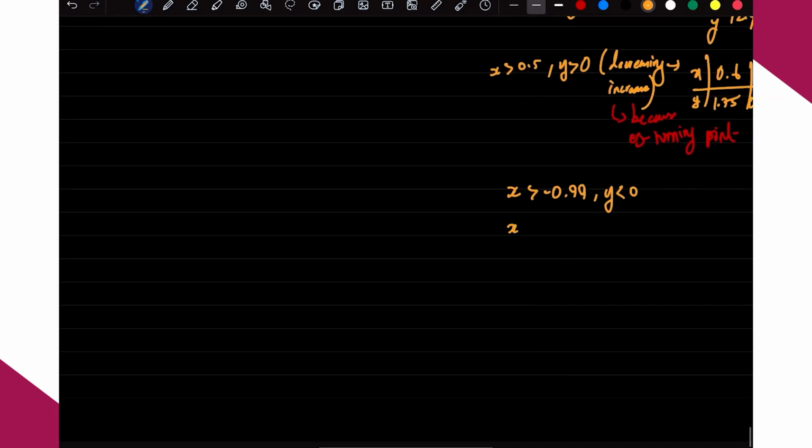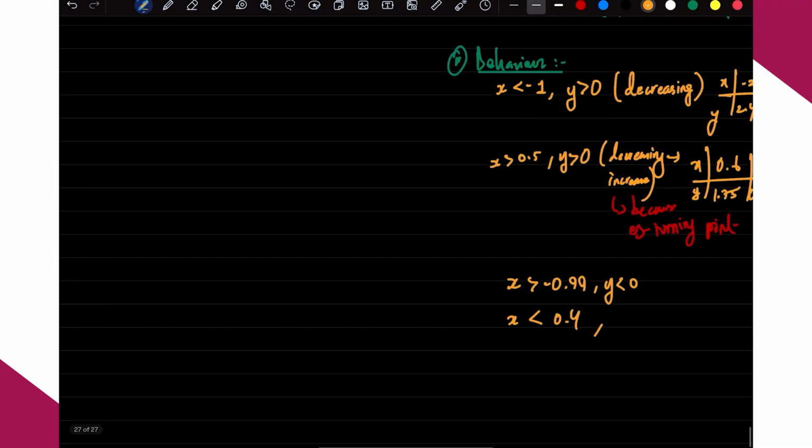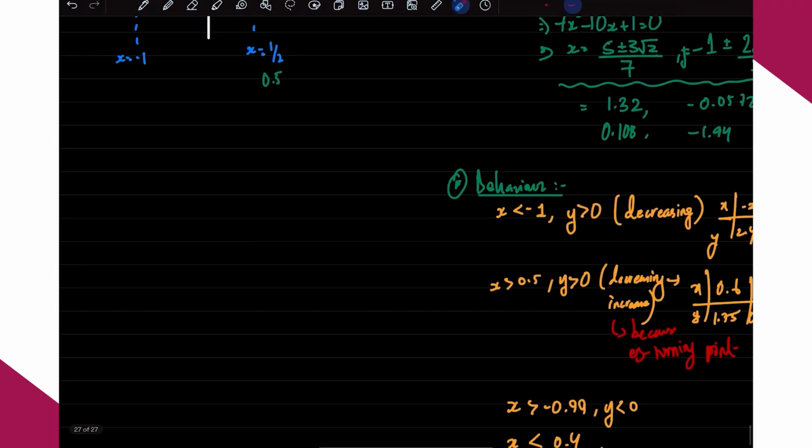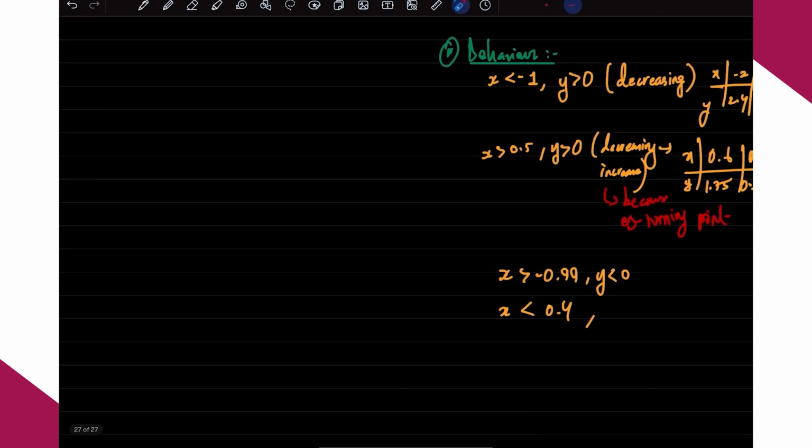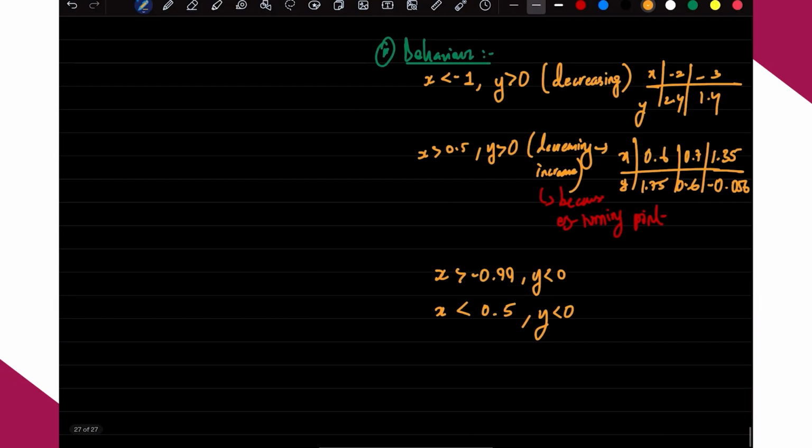Similarly, when x is less than 0.5, because this is 0.5, that's not the correct notation. What we should use is something like this: when x is less than 0.5, y is also less than 0. So what is happening over here? That shouldn't happen, right? Well, you're not wrong, but the property is again increase to decrease.